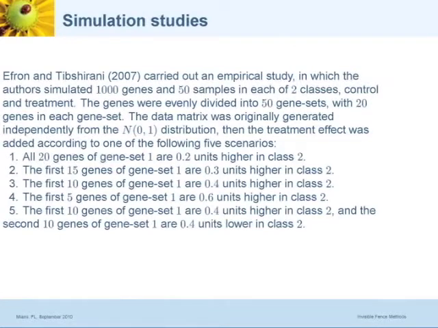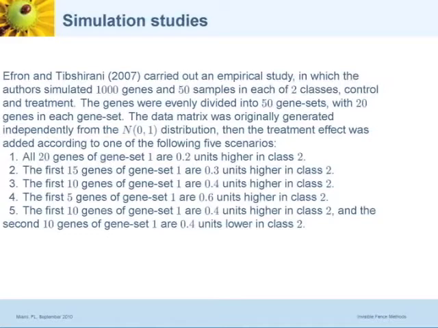Efron and Tibshirani, in their 2007 paper, carried out an empirical study in which the authors simulated 1,000 genes and 50 samples in each of 2 classes, control and treatment. The genes were evenly divided into 50 gene sets, with 20 genes in each gene set. The data matrix was originally generated independently from the standard normal distribution. Then the treatment effect was added according to one of the following 5 scenarios.